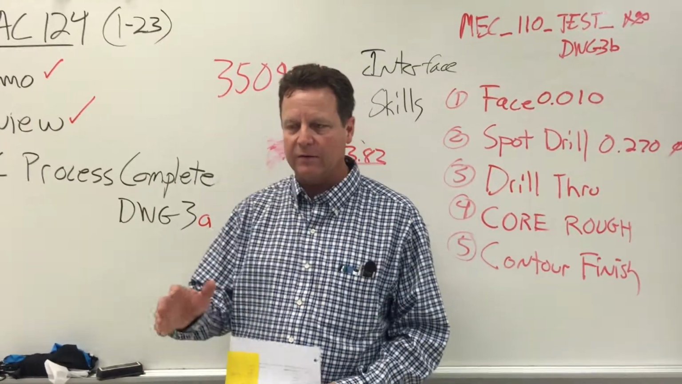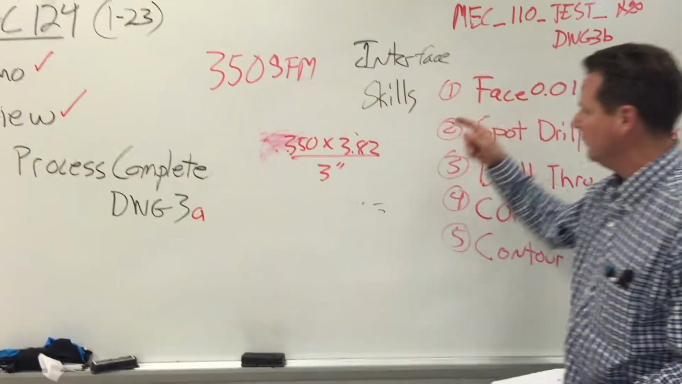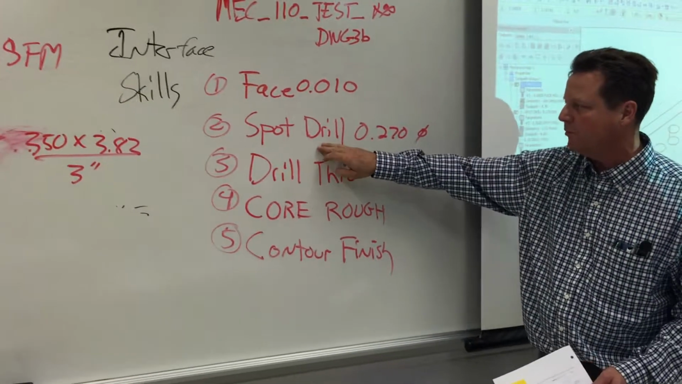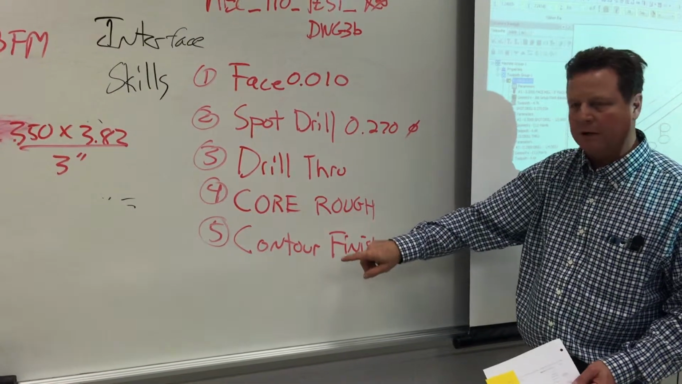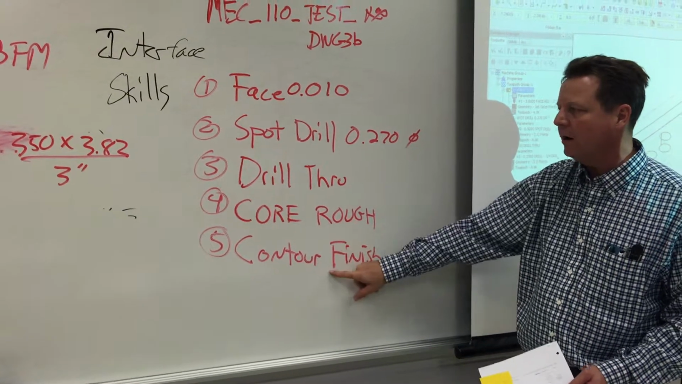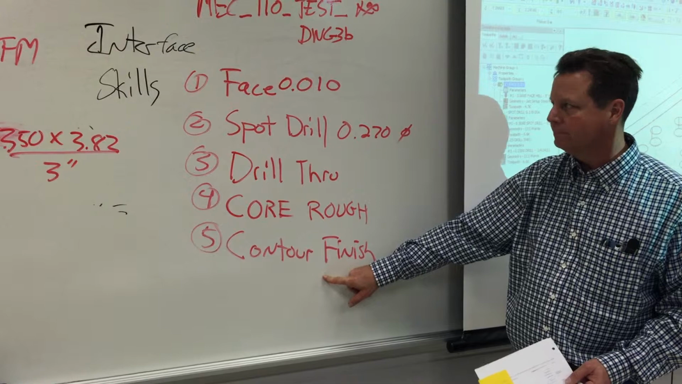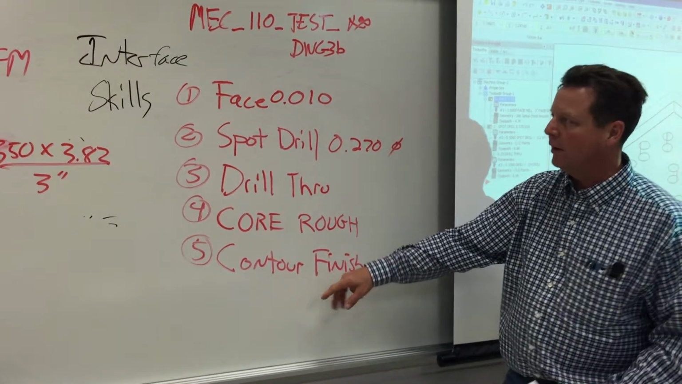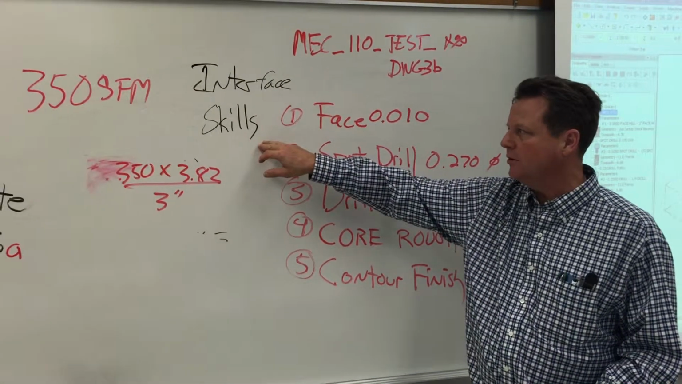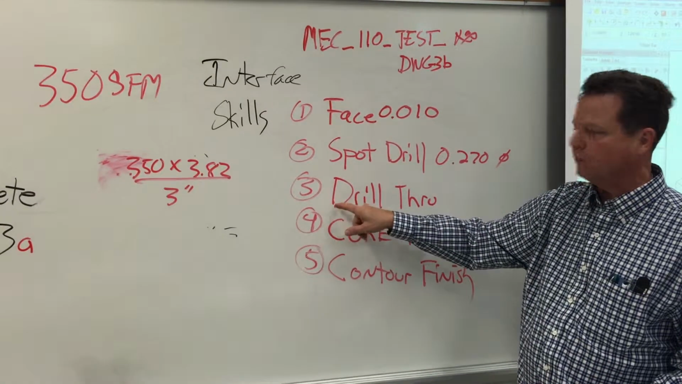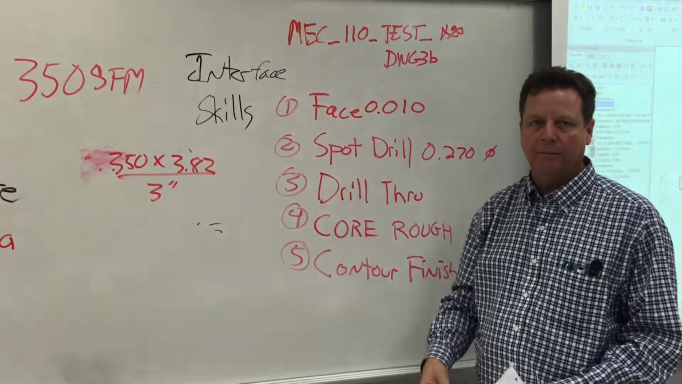After we did the facing toolpath, we set up to do all of them. Face 10,000, spot drill. Then when we come back next week, we're going to core rough and finish the outside of the part. All right? So I went over the interface and I went over the skills that we needed, and I got you through 3 of the tool paths on this part.